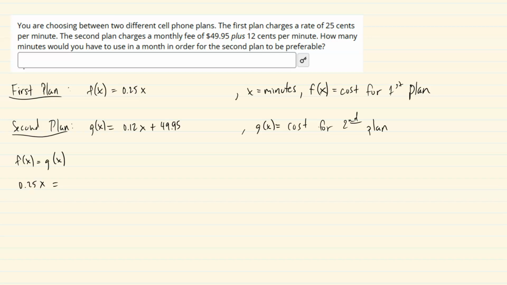0.25x equals 0.12x plus 49.95. And then we would want to solve for x. In order to do that, we would want to subtract 0.12x from both sides. And that would leave us with 0.13x equals 49.95. And to solve for x, we would divide by 0.13.